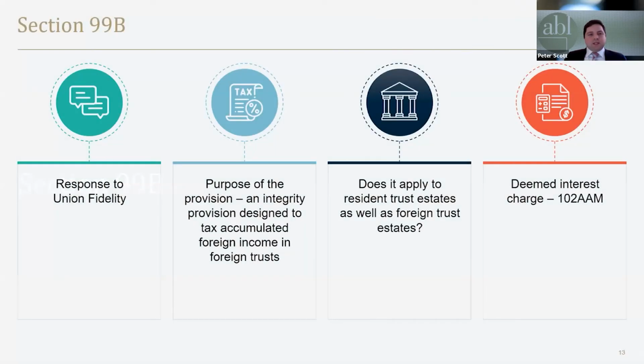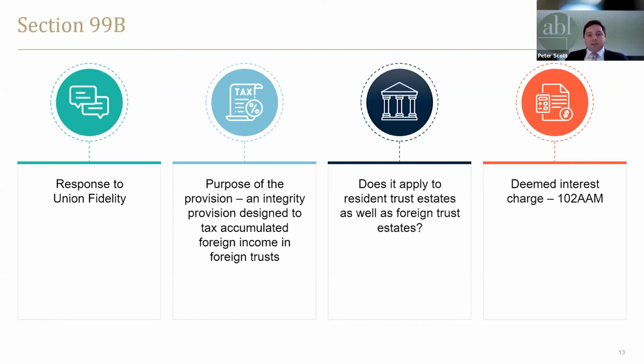So we now change gears and turn to section 99B, which is a particularly nasty provision, which I'm sure many of you have the misfortune of having to deal with. Today I'll be providing an overview of section 99B and its companion provision, section 99C, and I'll provide some practical examples of the application of these provisions. What these examples will highlight is the very broad scope of these provisions, and that illustrates the need to exercise caution in approaching foreign trust distributions.